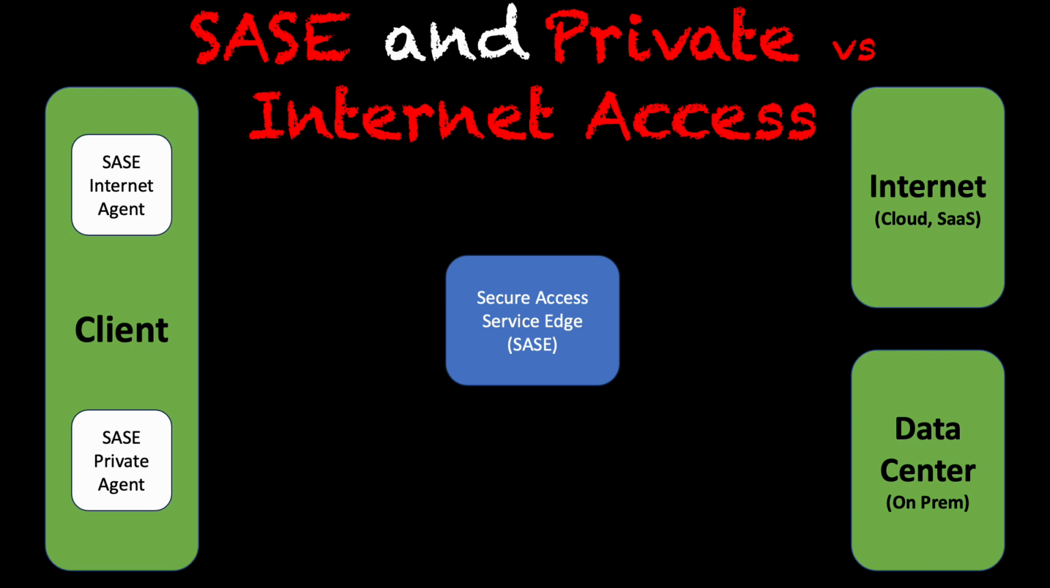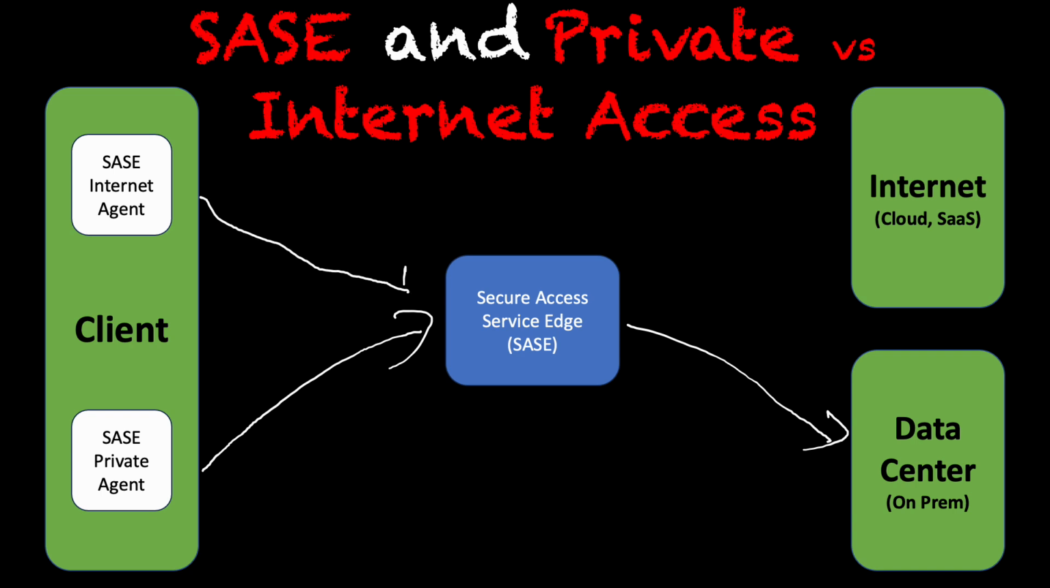So, with private access, the client goes over to the SASE platform and accesses applications within the on-prem data center. In contrast, internet access, as the name suggests, goes through the SASE platform and out to the internet, to public cloud providers such as AWS, Azure, Google Cloud, or SaaS platforms like Salesforce.